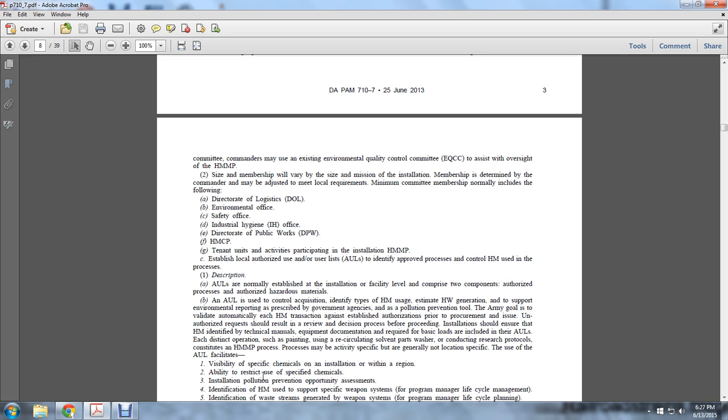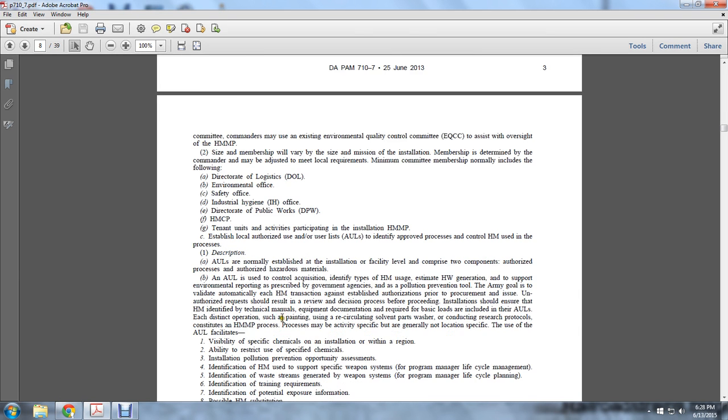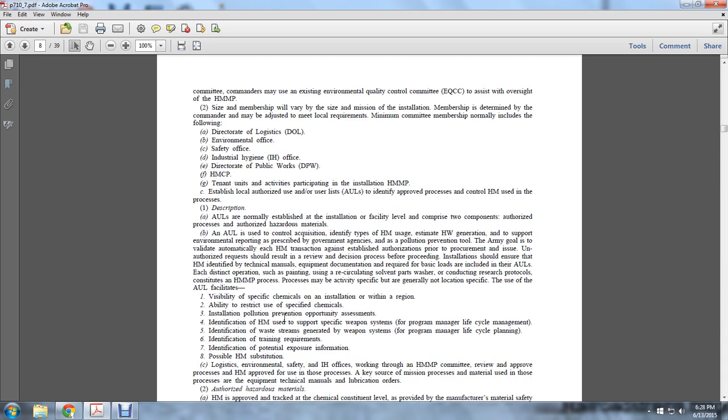1. Authorized processes. Each distinct operation, such as painting, using recirculating solvent parts washers, or conducting research protocols, is a hazardous material management process. The process may be location specific or generally not location specific. These are the uses of the authorized use list at the facility. It can show specific chemicals used at the installation within a region and provides the ability to restrict the use of specified chemicals.